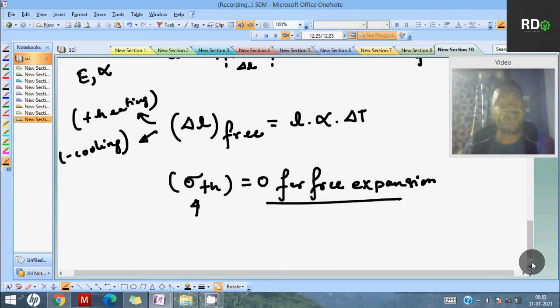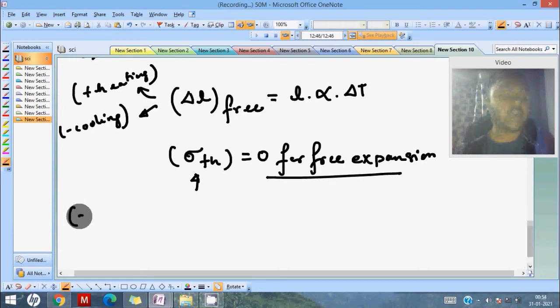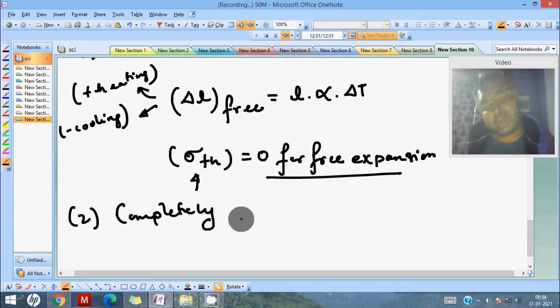Okay, so questions might come like, there is a cantilever beam with so and so property, with this length, with Young modulus, with this thermal coefficient, and it is allowed free expansion. Okay, so you have to write that there will be no stress induced, no thermal stress induced. Okay, let's go into the second one, that is the completely restricted. Now the concept will be more clear.